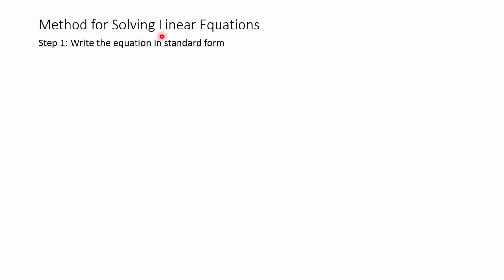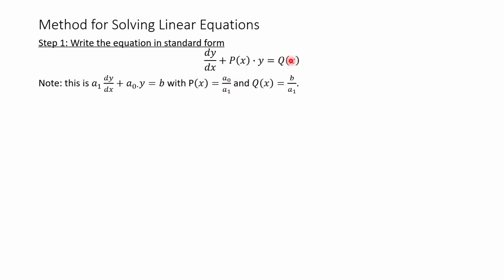So the method for solving linear equations, we're going to break it into some steps. Step 1, write the equation in standard form. And so in this case, we have dy dx plus p of x times y equals q of x. And just so you know, this is the same thing we had just a moment ago, just different notation. Okay, so same linear equation we have already had, but we're just letting p of x represent what happens when we divide a naught by a1. And then q of x is just b divided by this a sub 1. Okay, so just kind of cleaning up the notation, and we're calling this standard form.